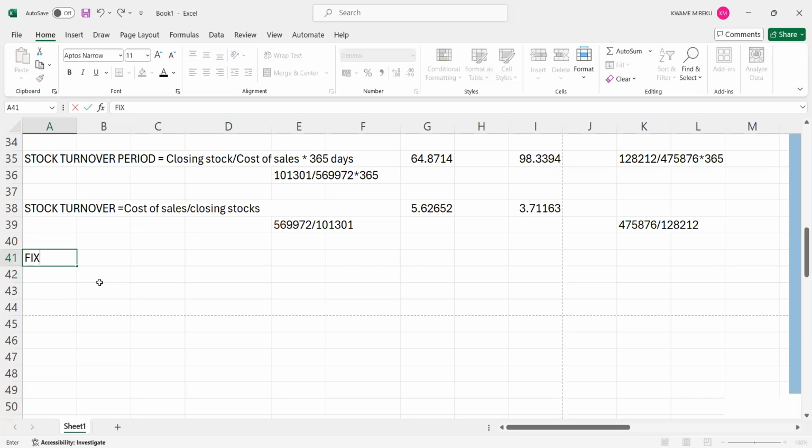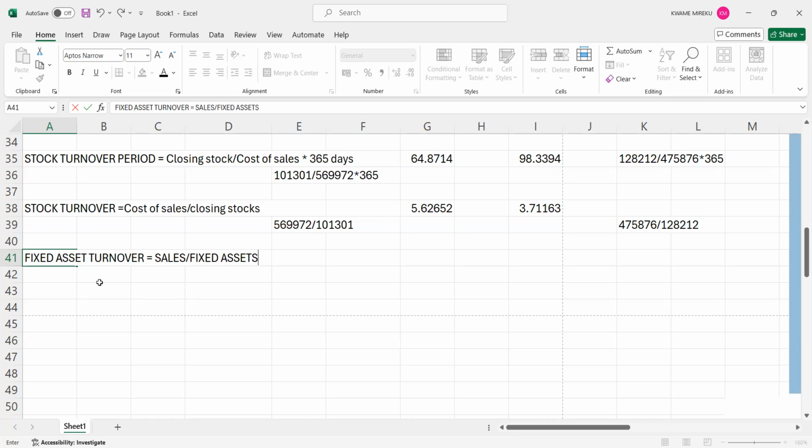Okay, fixed assets turnover equals just this ratio. Normally the first word will be the numerator, but this one is the other way around, so you have to be careful. So it's your sales or your turnover over your fixed assets.